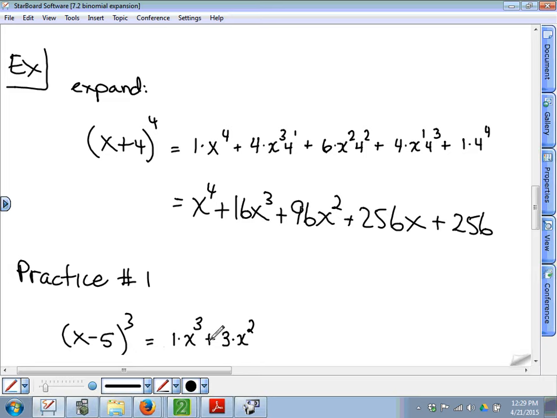Or why am I adding here? That's what we've done with every term, adds. But what should the next part of this term be? We have 3, because that's the coefficient from Pascal's triangle. We have x squared, but the b term here is -5, and that needs to be raised to the first power.